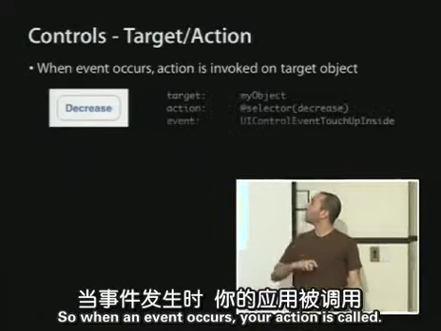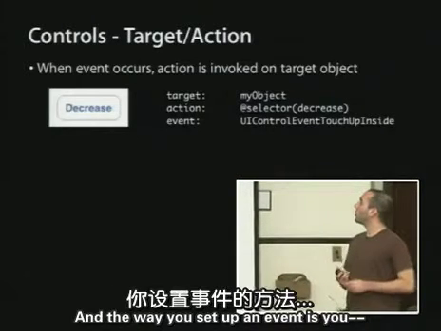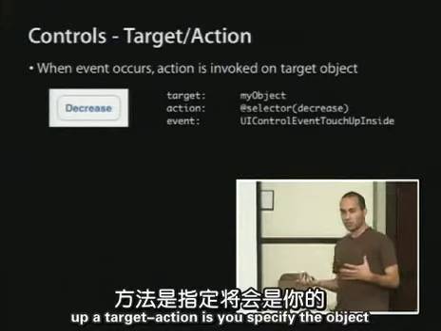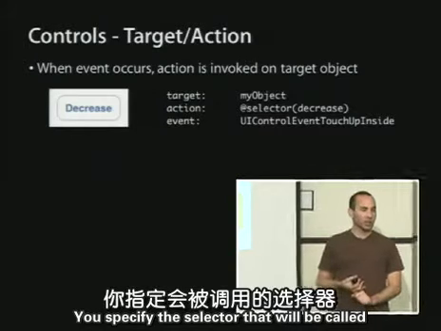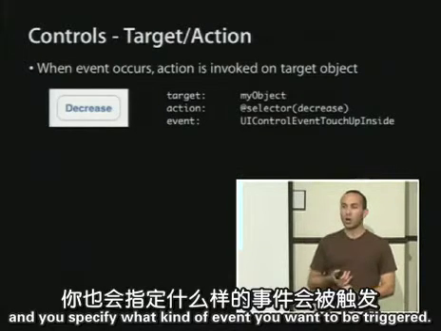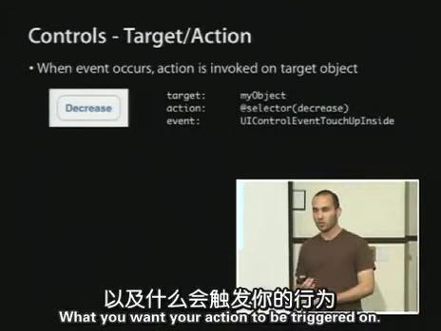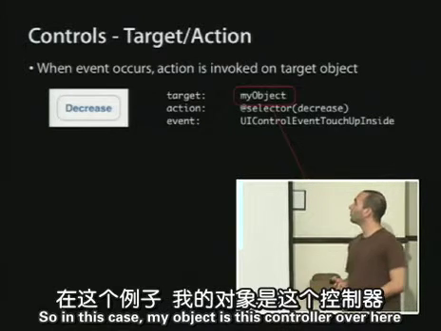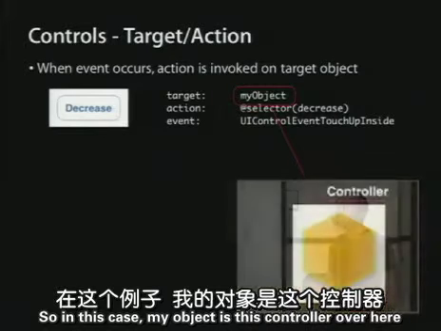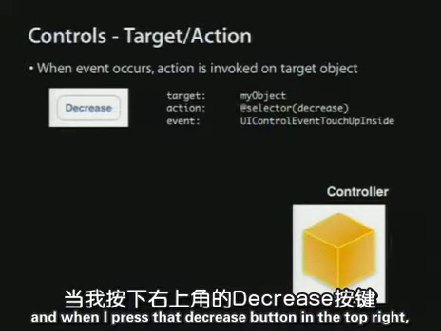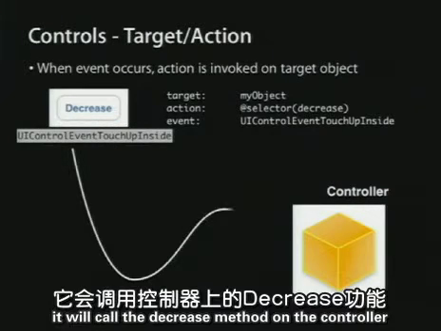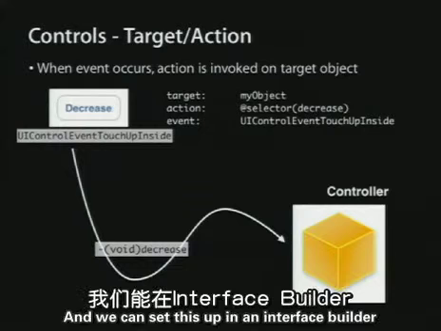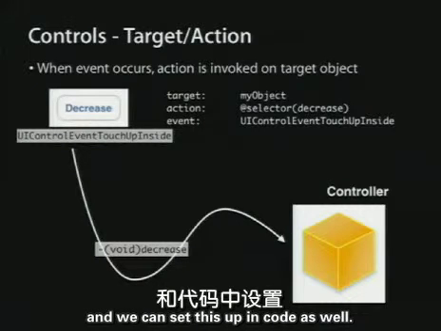So when an event occurs, your action is called. And the way you set up a target action is you specify the object that will be your target, you specify the selector that will be called, and you specify what kind of event you want your action to be triggered on. So in this case, my object is this controller over here. And when I press that decrease button in the top right, when the touch up happens, it will call the decrease method on the controller because we set it up that way. And we can set this up in Interface Builder, and we can set this up in code as well.